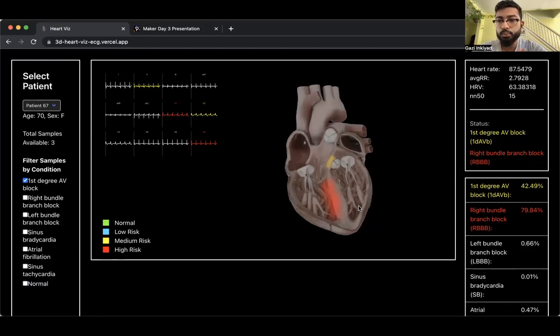So we would be more inclined to first push it to the educational side of things, while simultaneously working on the clinical aspect of this product, where the surgeons and cardiologists would be able to use it.